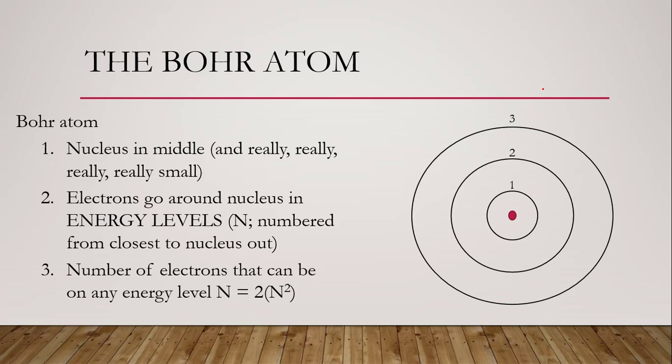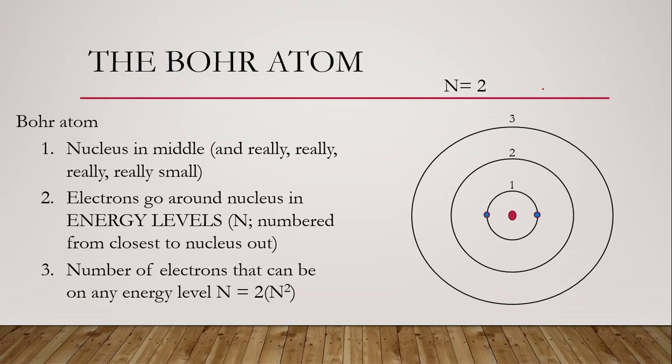Now the number of electrons that can be placed on any energy level is limited, and it turns out that for any energy level N, the number of electrons happens to equal 2 times the number of the energy level squared. So for example, on the first energy level, N equals 1. The equation is 2 times 1 squared. 1 squared is 1. So you can place 2 electrons there, and that would look like this. Go to the second energy level. Here the equation is 2 times 2 squared. Well, 2 squared is 4, times 2 is 8. You can place 8 electrons on the second energy level.